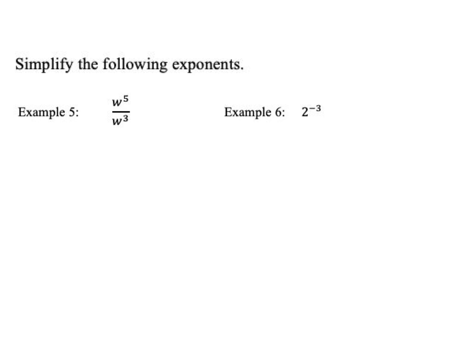All right, example number 5. How many W's do I have on the top? Look at the exponent, there's 5. So let's write that out. I have 1, 2, 3, 4, 5, and we're doing division, right? And then how many W's do we have on the bottom? If we look at that exponent, that's 3. So we're going to have 1, 2, 3.